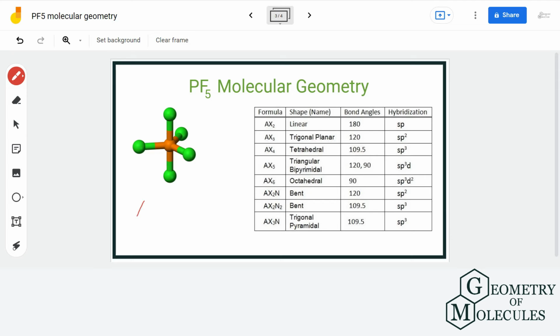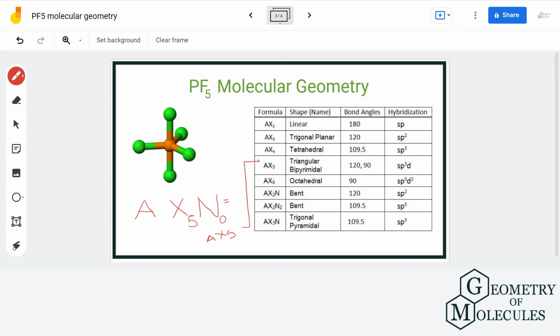Here A stands for the central atom, X is the number of atoms that are forming bonds with the central atom, and N is the number of lone pairs of electrons present on the central atom. Here we have phosphorus as the central atom, there are 5 fluorine atoms attached to it and no lone pairs of electrons. Now that gives us a notation of AX5.